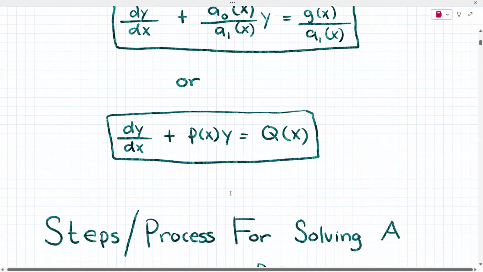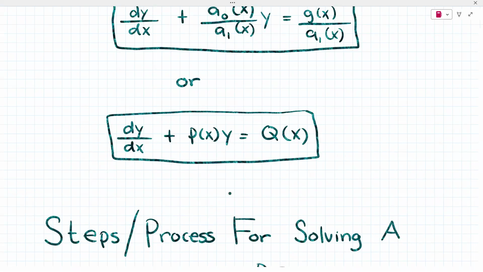Okay, so when you simplify, you should get dy/dx plus p(x) times y equals q(x). So we need to know what our p(x) is and our q(x). First we have to put it in this form, and then we're going to need to know the p(x) and the q(x).